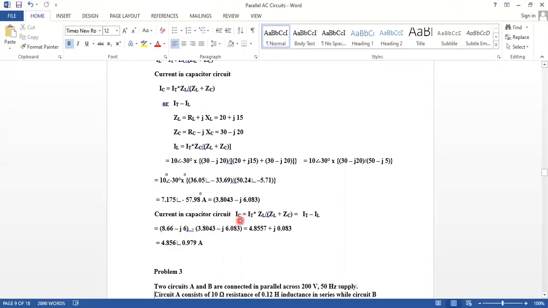Current in the capacitive circuit can be determined by the total current minus the inductive current, or you can use the branch current formula again. So this is how you find the currents when two branches are given, consisting of given components, either inductance or a capacitance. Okay, let us move on to the next problem.